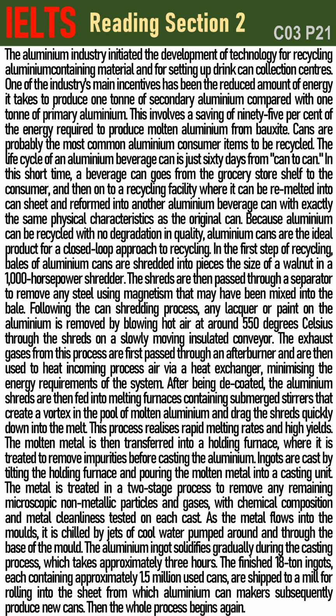As the metal flows into the molds, it is chilled by jets of cool water pumped around and through the base of the mold. The aluminium ingot solidifies gradually during the casting process, which takes approximately 3 hours. The finished 18-ton ingots, each containing approximately 1.5 million used cans, are shipped to a mill for rolling into the sheet from which aluminium can makers subsequently produce new cans. Then the whole process begins again.